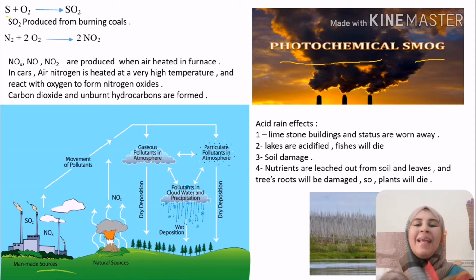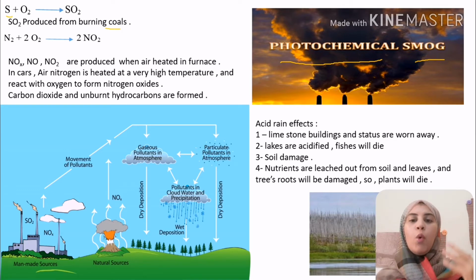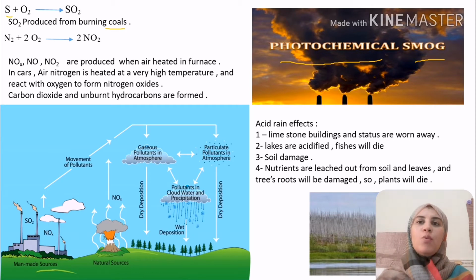Sulfur is mainly in coal. When we burn coal, sulfur reacts with oxygen to produce sulfur dioxide. So sulfur dioxide is produced from burning coal.